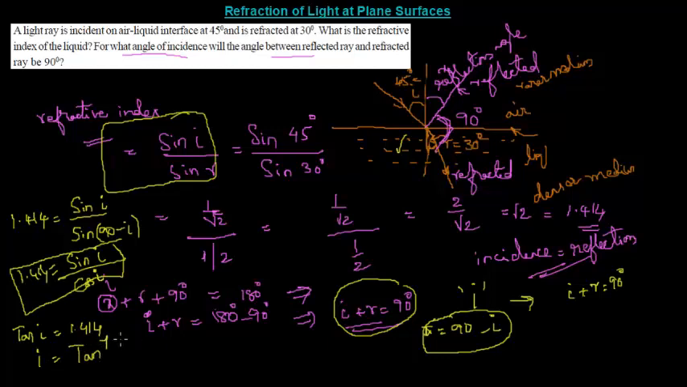So, I is equal to tan inverse of 1.414. In logbooks, you have tan inverse tables. From that, you will be getting the value as 54.7 degrees. That means if the angle of incidence is 54.7 degrees, the angle between reflected ray and refracted ray will be 90 degrees. In the next video, we will solve more problems related to refraction.